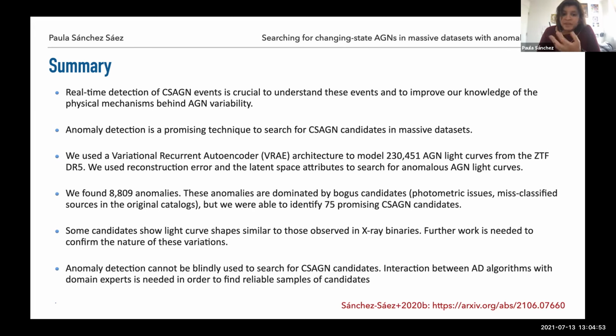And finally, a message that I want to give you is that we cannot use anomaly detection blindly to do any kind of study, because when you do anomaly detection, normally you also see other kinds of things that are not of astrophysical origin. For instance, you find problems in the data or sources with misclassifications. So if you want to see more details, you can go to the arXiv today and you will see the paper there. Thanks. Thank you very much.